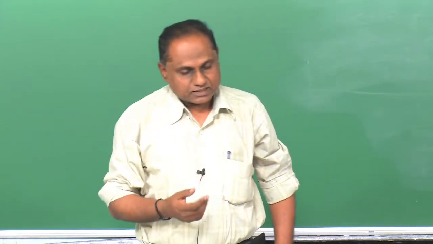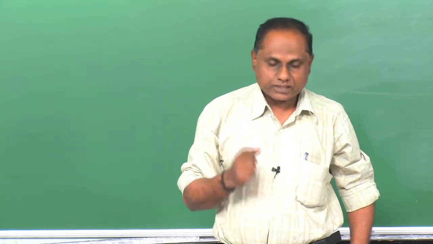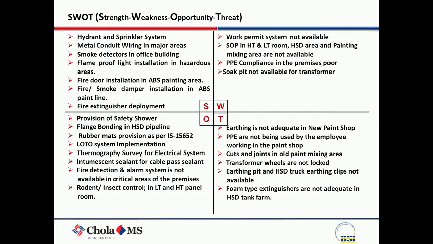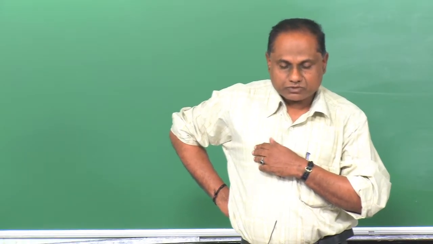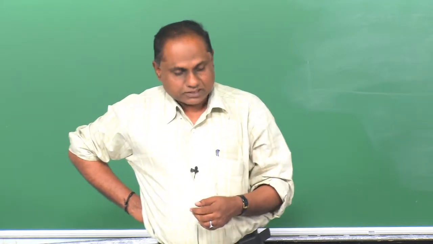What are their weaknesses? They don't have a work permit system. They don't have systems and procedures. There are no SOPs; written down procedures are not available for the HSD area and paint mixing area. Persons were not properly wearing PPE. What is PPE? Personal protective equipment. They are not wearing PPE, and there is no compliance to that. And for the transformer, they don't have a soak pit. I'll explain what it is.